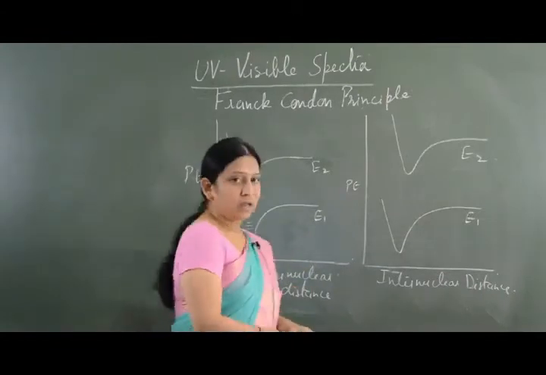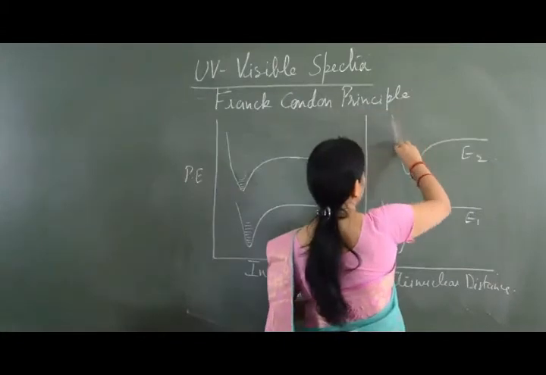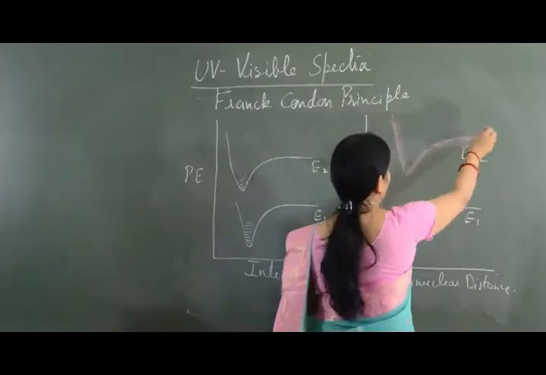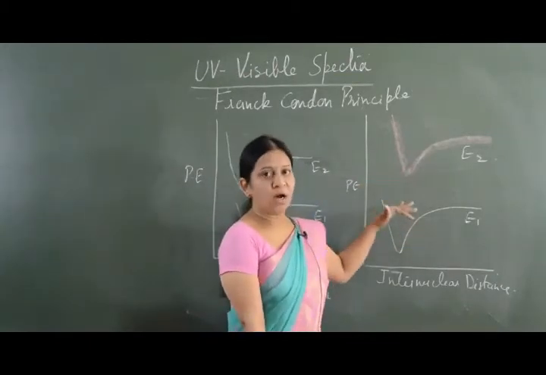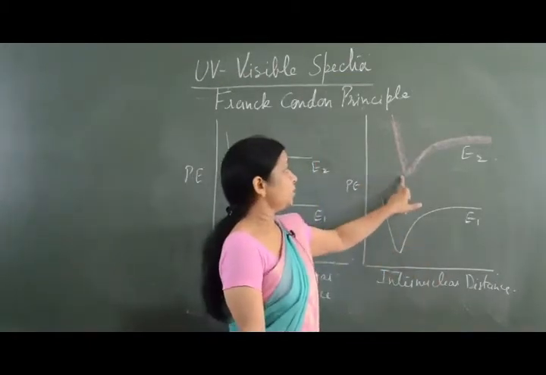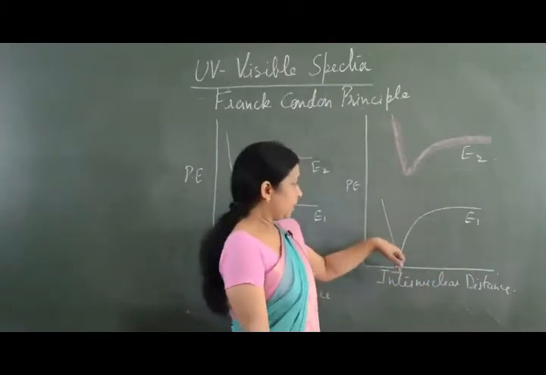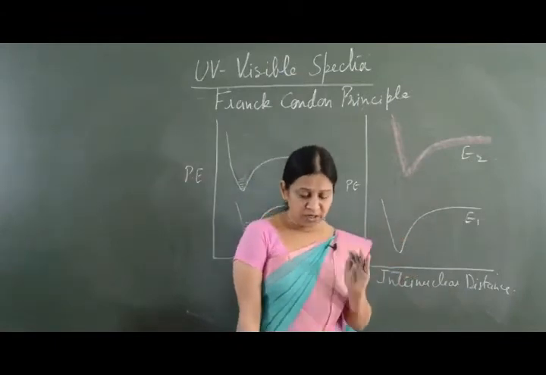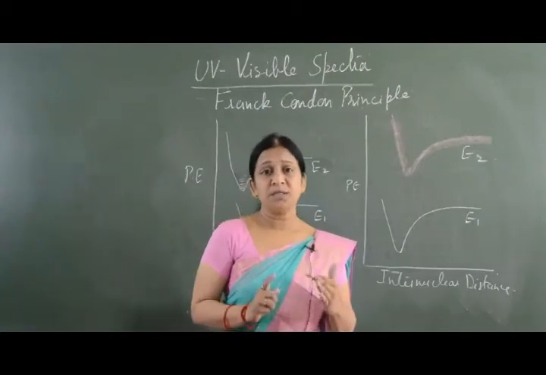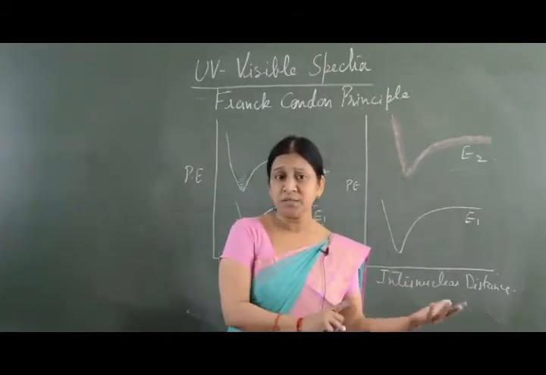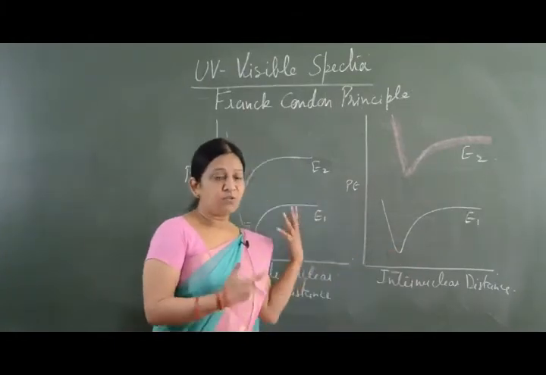As is very visible, the higher energy level is not directly above the lower energy level, but the higher energy level is present at a higher internuclear distance in comparison to the lower energy level. That is the Franck-Condon principle. The higher energy level is present at a higher internuclear distance in comparison to the lower energy level. So, this is the Franck-Condon principle.